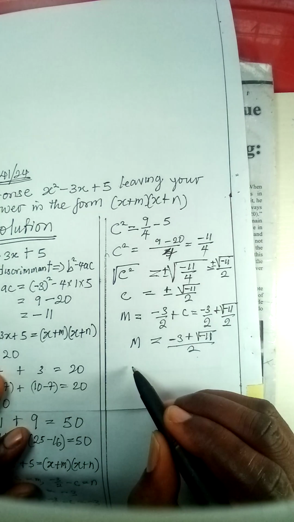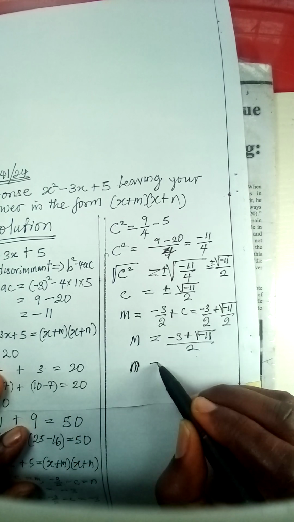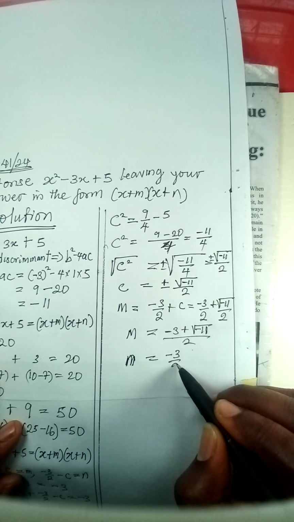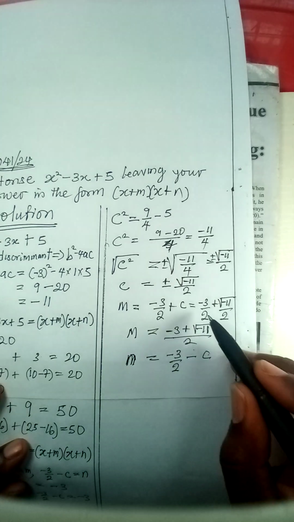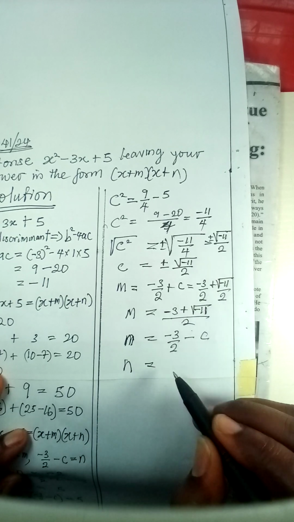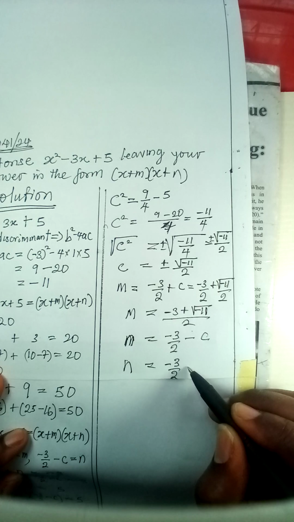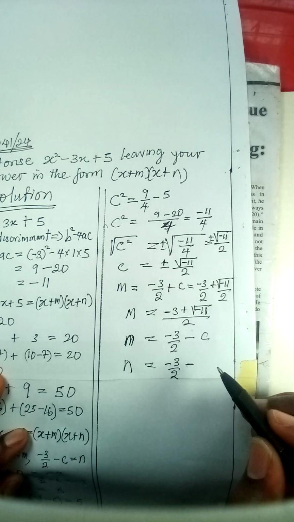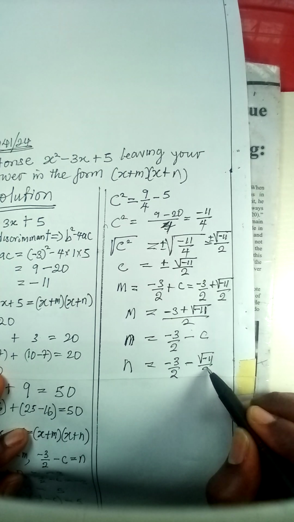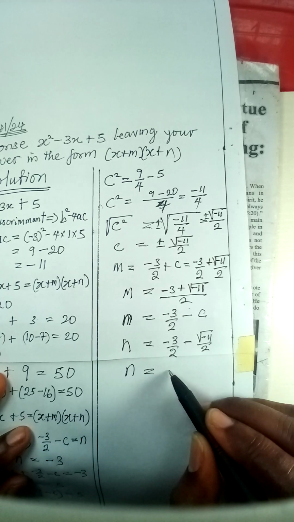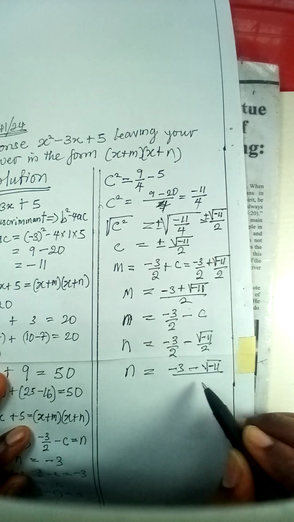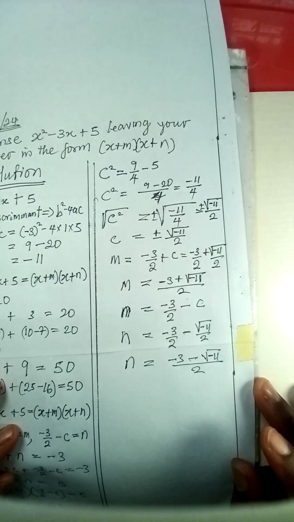Now, what of n? We said our n was to be minus 3 over 2 minus c, and our c is this, so our n is equal to minus 3 over 2 minus root negative 11 over 2. So our n is negative 3 minus root negative 11 all over 2. All right, we've gotten our m and n.